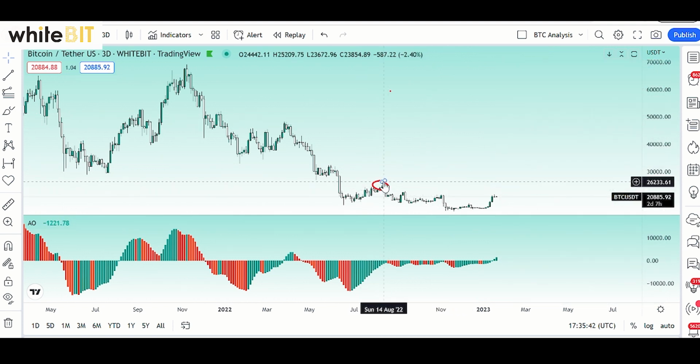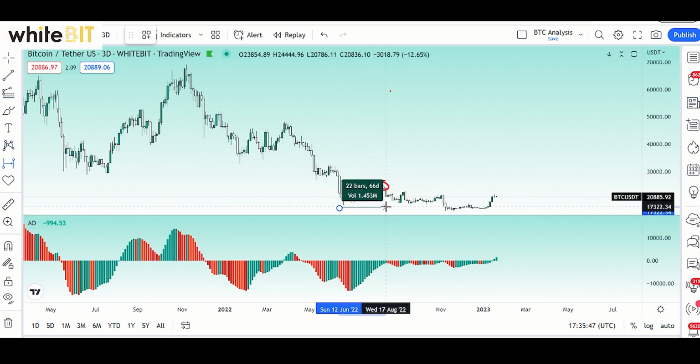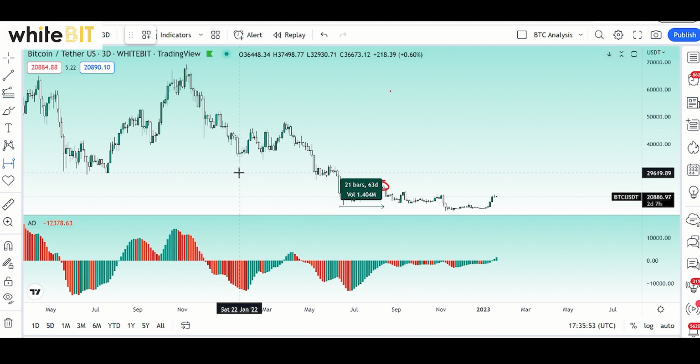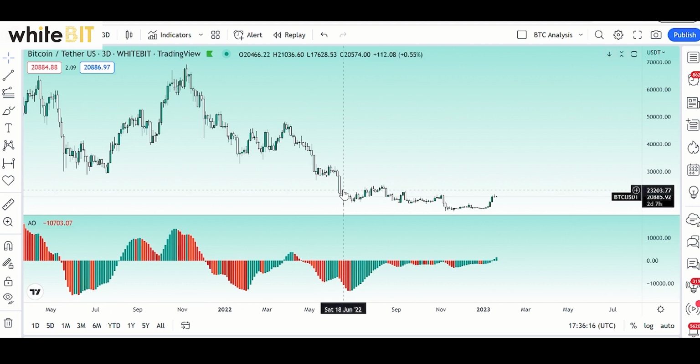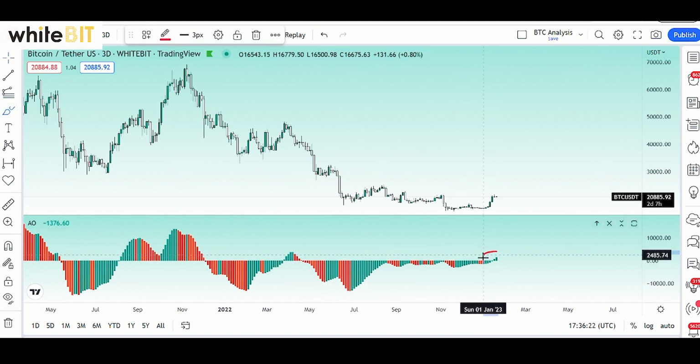If we look at the length of this wave 4, the anticipated wave 4 is just 21 bars, and wave 2 was 22 bars. Of course it's appropriate, but I think that wave 4 should be much longer. Wave 4 could be 70% of the time of the entire Elliott wave cycle, and the minimal requirement for the end of wave 4 is the crossover of the zero line on the Awesome Oscillator.